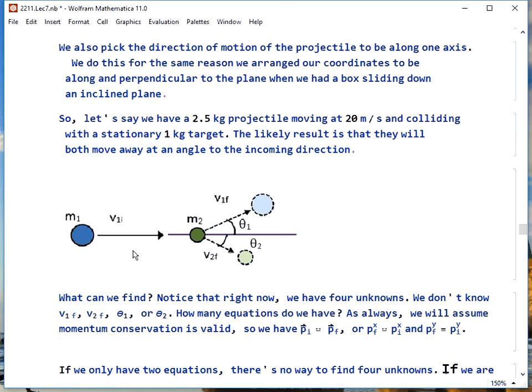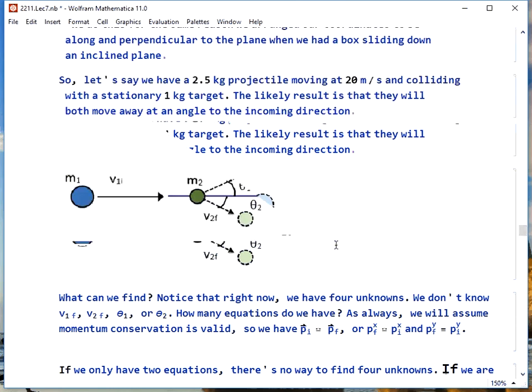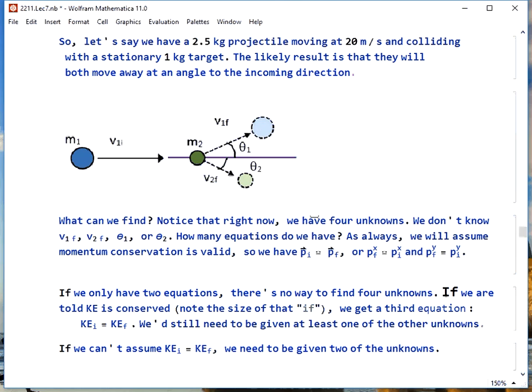So let's say we have a 2.5 kilogram projectile moving at 20 meters per second and it hits a 1 kilogram target. And what will probably happen is they'll both go away at some angle to the initial direction. So we look at what we know and what we don't know. We don't know the final velocity of the projectile, final velocity of the target, either of the scattering angles. So that's 4 unknowns. How many equations do we have? Well, in 2D, our vector equation for conservation of momentum gives us 2 equations. If we only have 2 equations, we can only find 2 of the 4 unknowns.